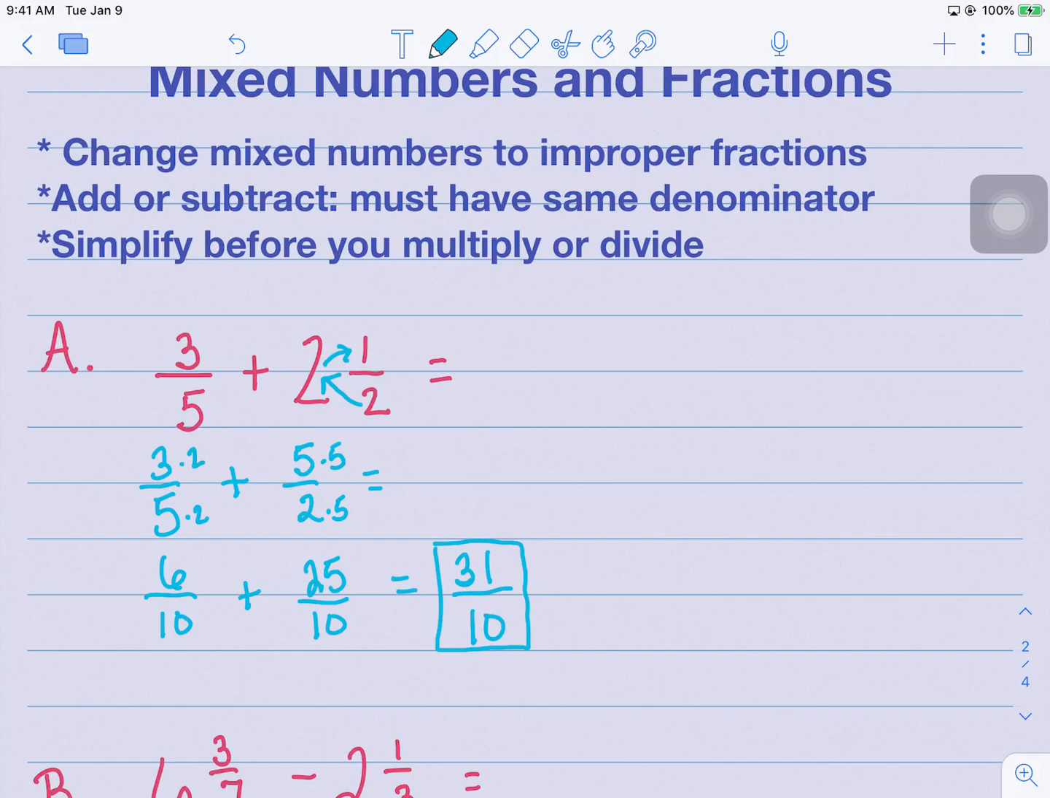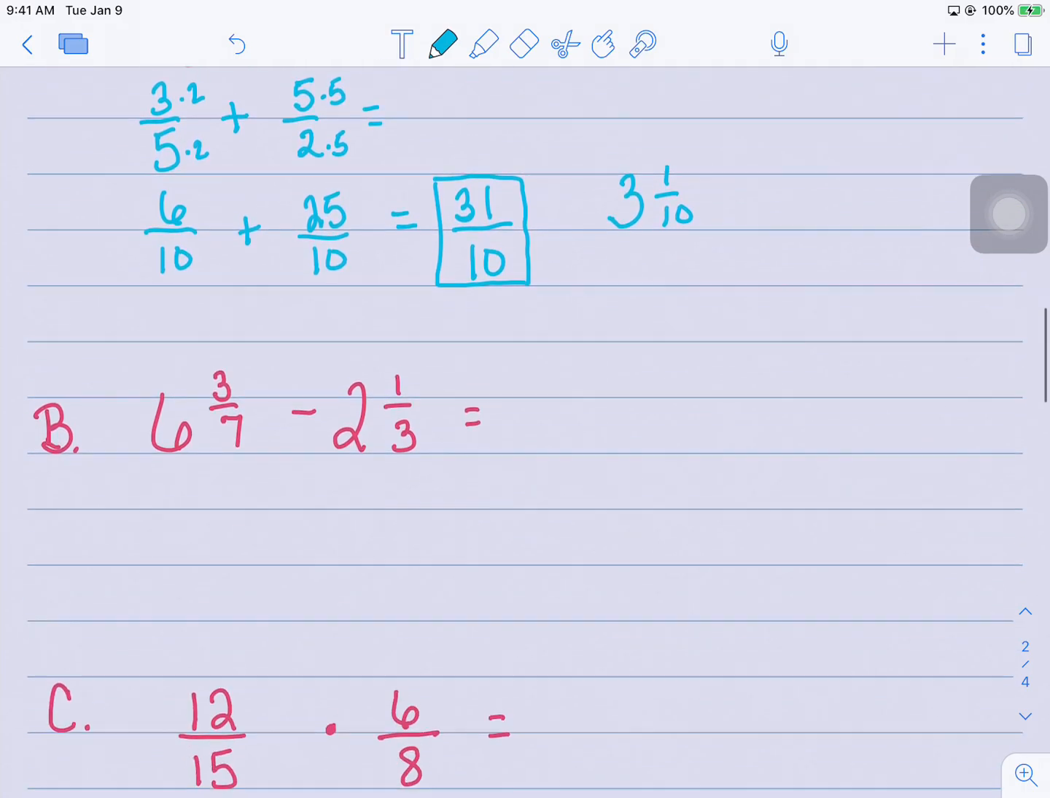We could change it back to a mixed number. I would avoid that unless they're asking you a very specific question that requires it, and you'll see that as we practice. This could be written as how many times can 10 go into 30? Well, it can go 3 whole times with 1 left over. So 3 1/10 is the same thing as 31/10. All right, let's go to our next one.